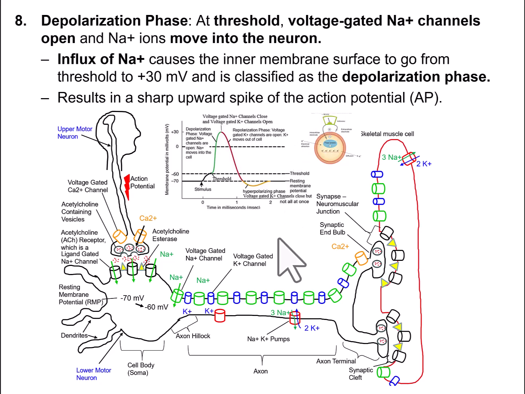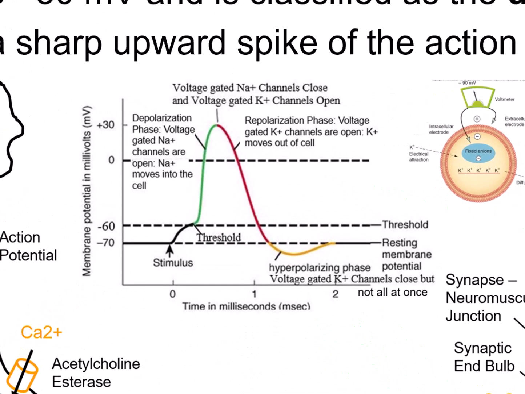And an action potential, remember, is a movement of sodium in and potassium out through these voltage-gated sodium and potassium channels respectively. And as that sodium moves in, we have what's called the depolarization phase. You want to make sure you star that. At threshold, voltage-gated sodium channels open and sodium moves into the neuron, going down its electrochemical gradient. Well, this influx of sodium causes the inner membrane surface to go from threshold to positive 30 millivolts. And it's classified as a depolarization phase. So that's that sharp upward spike of the action potential.